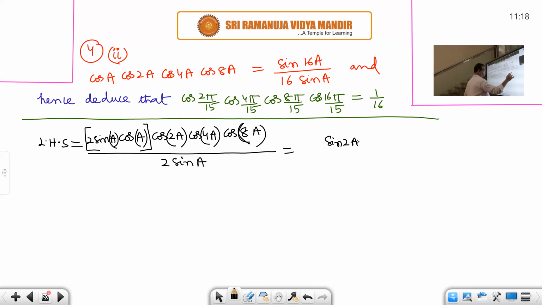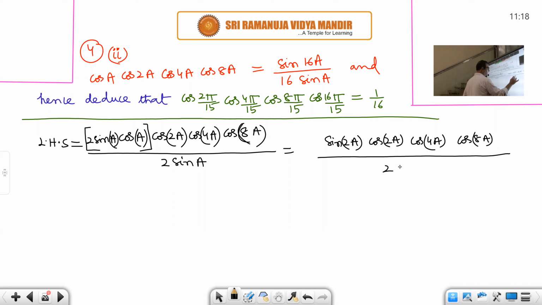Then immediately cos 2A is there, the next factor. Next factor cos 4A is there. Next factor cos 8A. So divided by 2 sin A is there. We have to multiply and divide by what, Prabhas? 2, sir. Just 2 is enough. 2 will be put here. Here we will put 2 square. Then again put the bracket here. What is that bracket equal to?